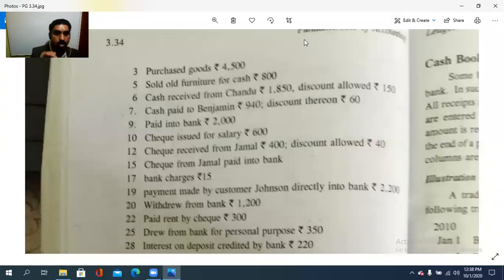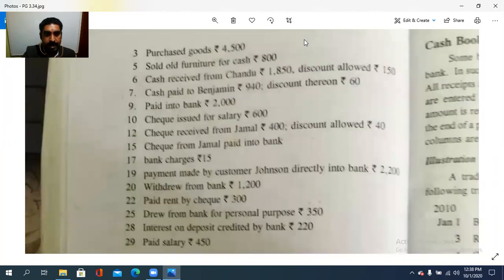So sold old furniture for cash. So cash account debtor to furniture, because cash account debtor to sales. Sales is when goods are sold. If sold goods for cash, what is the entry? Cash account debtor to sales. In the place of goods, furniture is sold. So cash account debtor to furniture. On the debit side or the receipt side, there is 800.